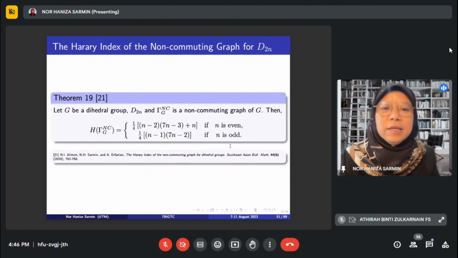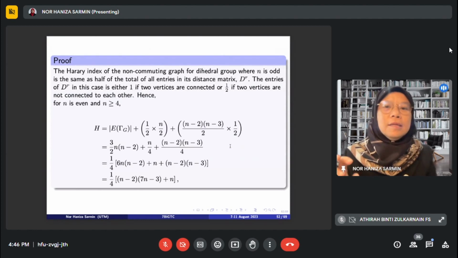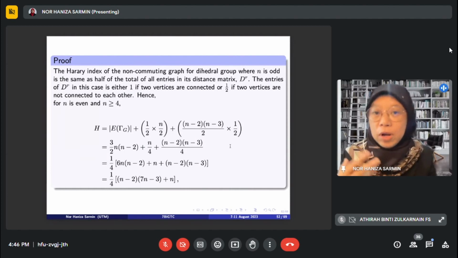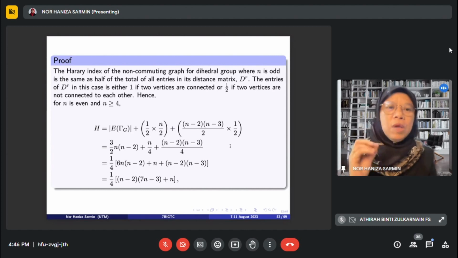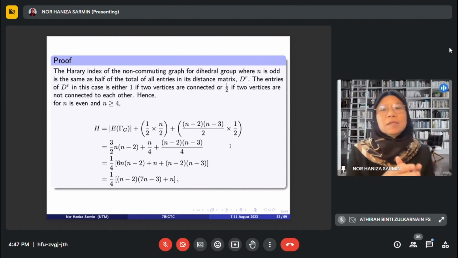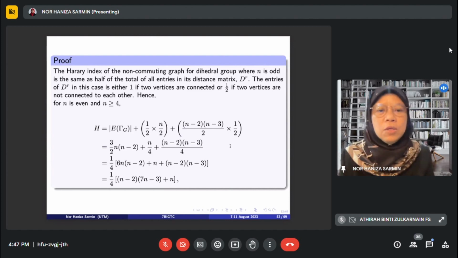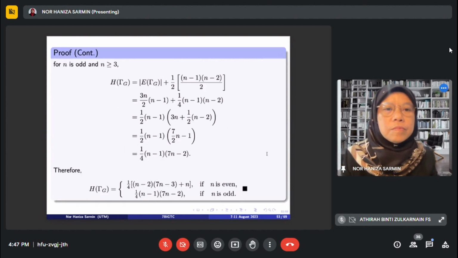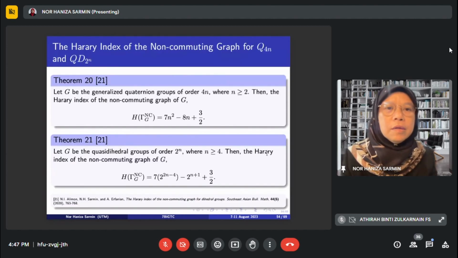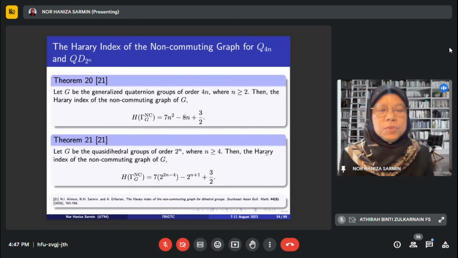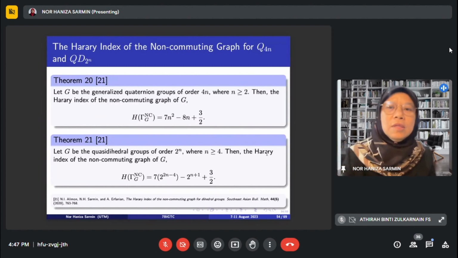Okay, and for the Harary index, also for the non-commuting graph, this is the Harary index. The Harary index of the non-commuting graph, where n is odd, is half of the total of all entries of the distance matrix. Remember the definition that we have to find the distance matrix and find whether, if they're vertices and they're adjacent to each other, then we can use the formula. And also for n is even. So we arrive at the result. The Harary index of the other two groups is also found based on the non-commuting graph before.